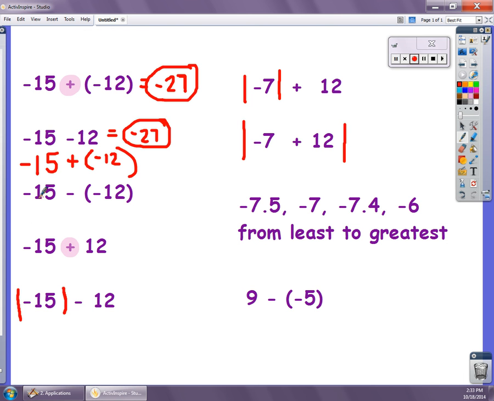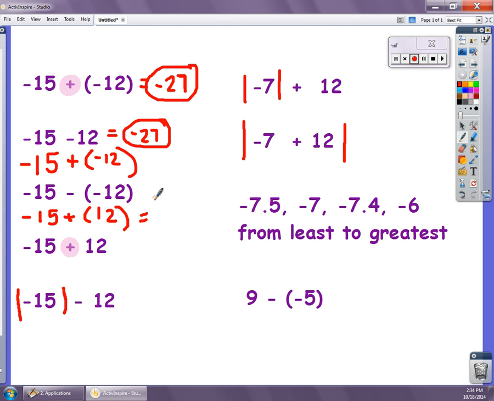Another subtraction problem. So instead of doing negative 15 minus a negative 12, we're not going to subtract. We are going to add the opposite. And this was a negative 12, so now it becomes a positive 12. Now we have an addition problem. When you're adding a negative and a positive, remember that they're going to cancel some. There are going to be a lot of zero pairs.